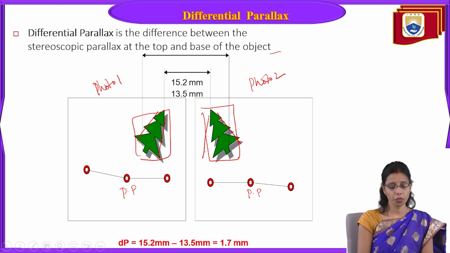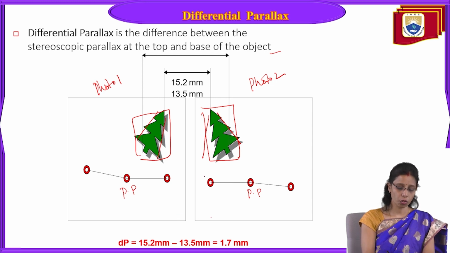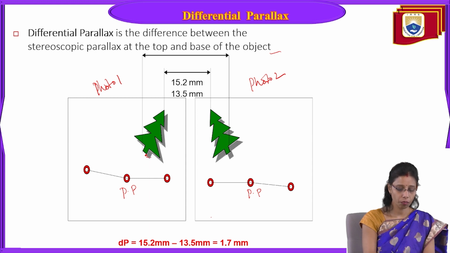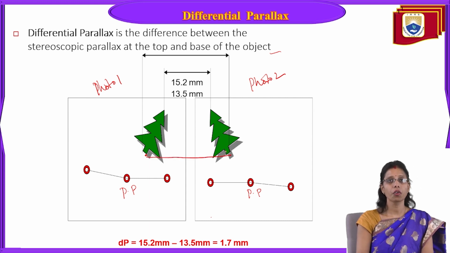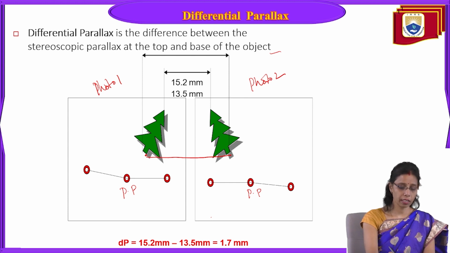So if you want to find the value of the differential parallax, how do we find it? We just keep these photos side by side. In this photo, you have to measure the base length. What is the base length? This base and this base, from here to here. Just measure the distance from here to here, that is, from photo number 1 to photo number 2. So this is the base length.